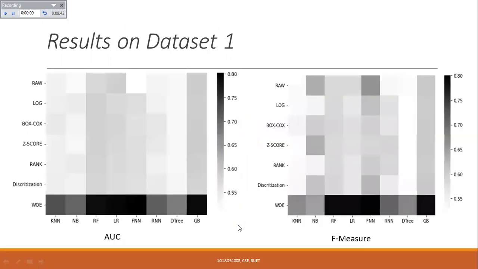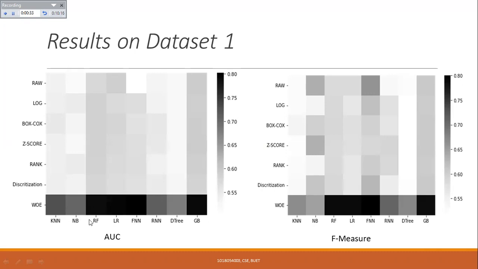And the results, this heat map shows the performance of our data transformation method combined with the classifiers on the data set one. In terms of AUC, we observe that weight of evidence is providing the best performance.